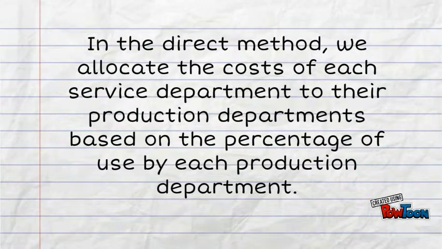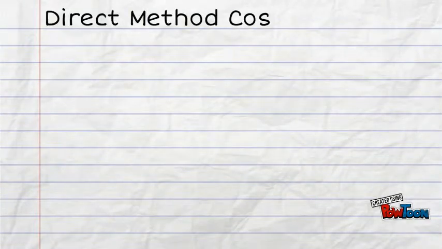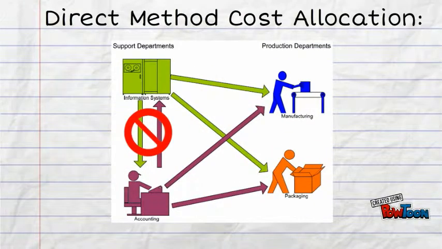In the direct method, we allocate the costs of each service department to their production departments based on the percentage of use by each production department. Here is an example of direct method cost allocation. It shows the allocation of costs to the production departments but disregards costs between service departments when they consume each other's services.